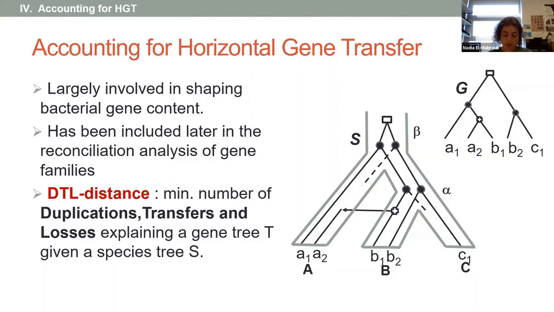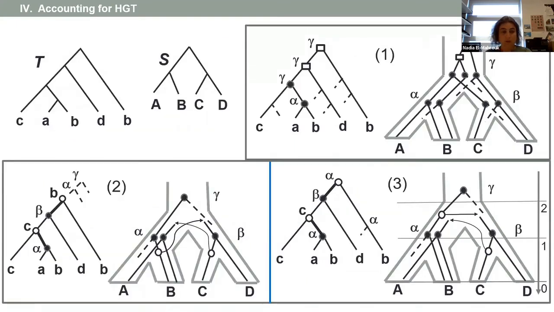In this context, the DTL distance is the minimum number of duplications, transfers, and losses explaining a gene tree given a species tree. For a transfer to happen from a source genome to a target genome, both genomes should have coexisted at the same time. So this requires the DTL reconciliation to be acyclic. So you see we have a gene tree here, a species tree. This is a scenario with just a duplication and speciations. And here we have 2 scenarios with horizontal gene transfers.